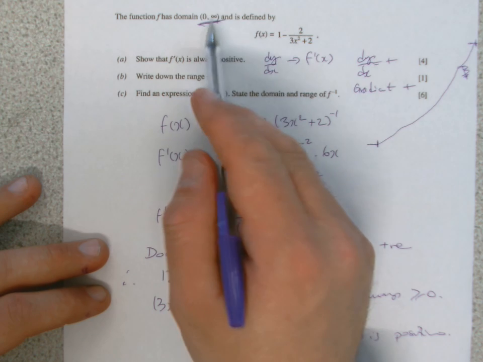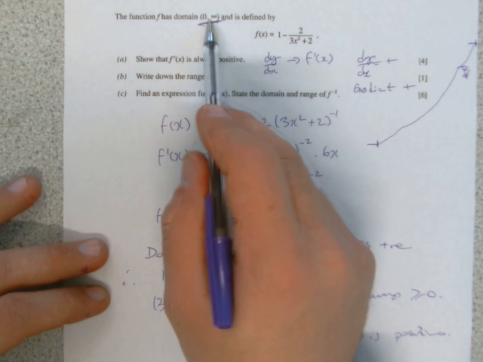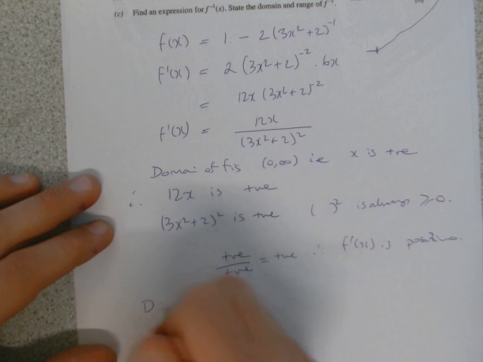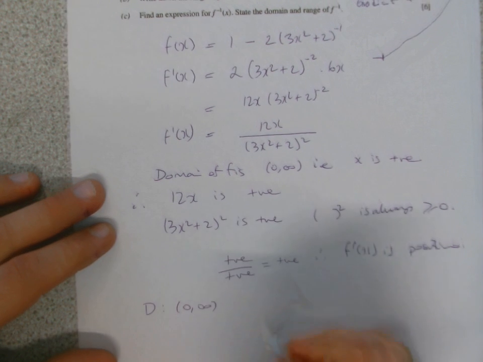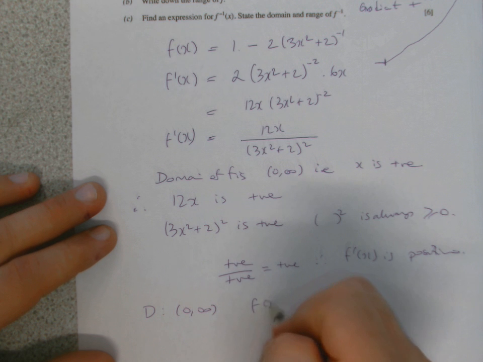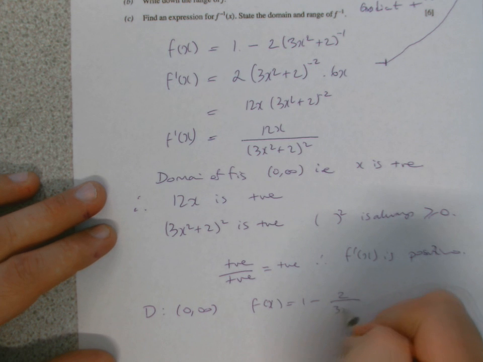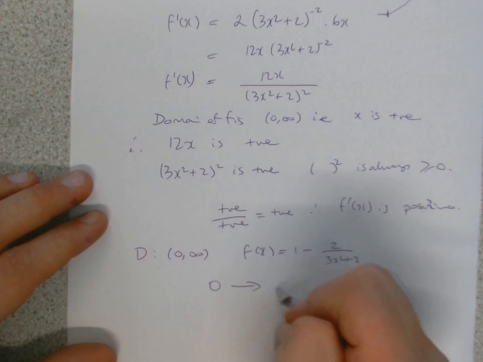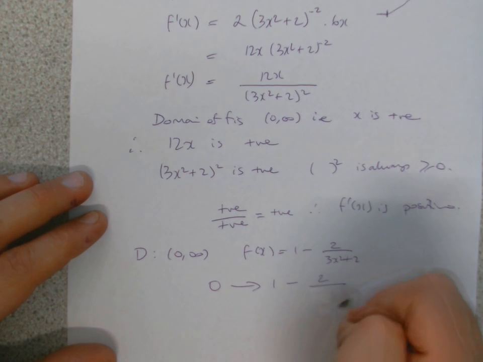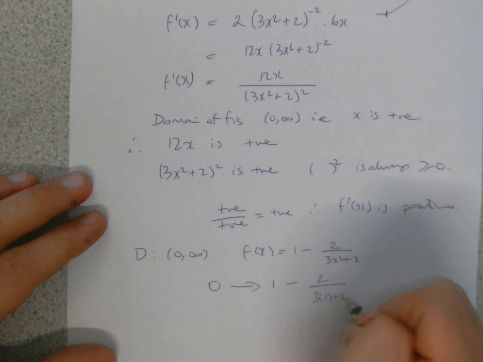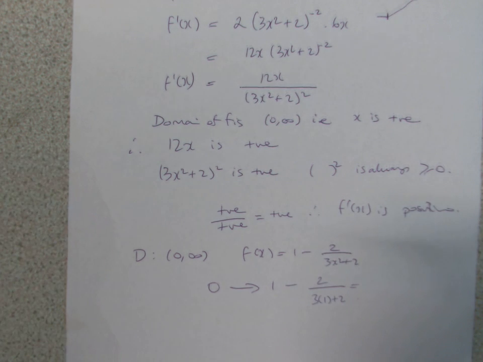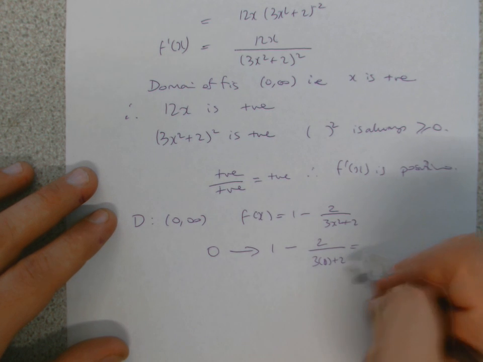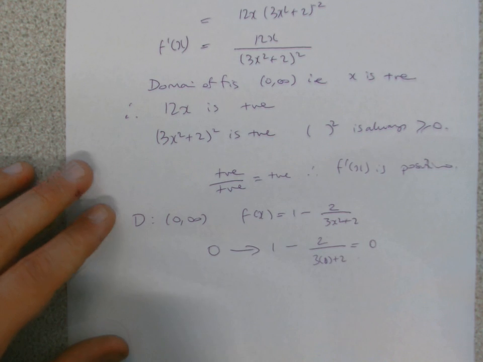In other words, we can be confident that we can take this domain to get us a range. So the domain is 0, infinity. And our function, I'll write it down here again, is this. So we can put 0 in. 0 goes to 1 minus 2 over 3 times 0 squared plus 2. Oh, sorry, 0 there, isn't it? That's what I want there. And that comes out to be 0 if we work that out.